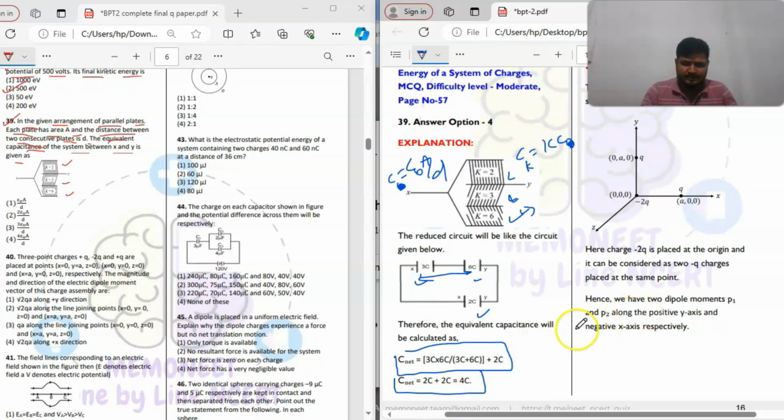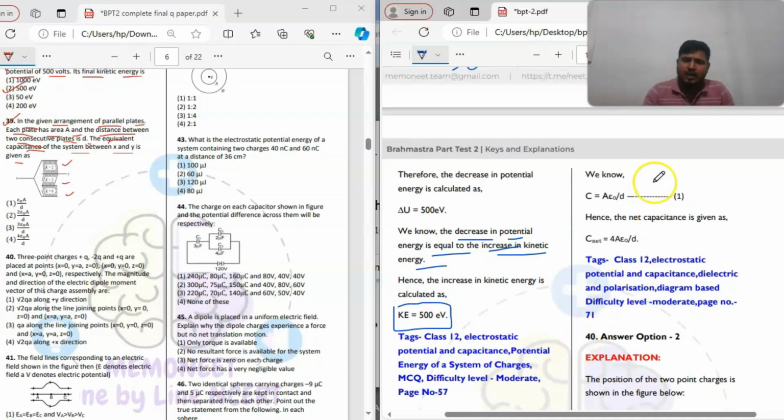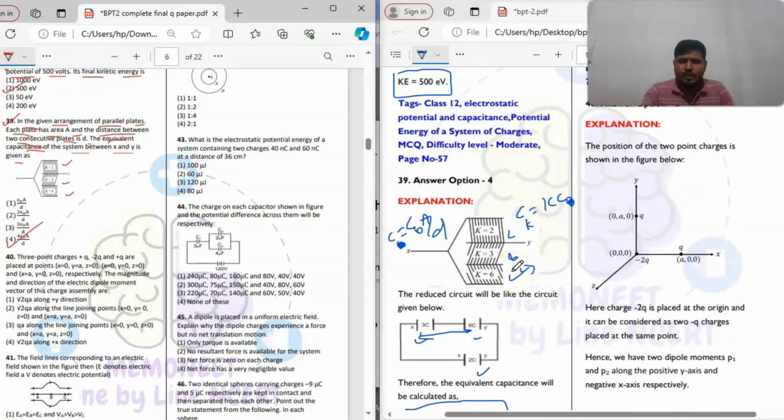4 coulomb charge. 4 coulomb, not 4 coulomb charge. This is the 4C. C is the what? Capacitance in the air, in the medium. So now put in the value of C. C is equal to what? Epsilon naught A by D. So what is the C net equal to? 4 epsilon naught A by D. So our fourth option is the correct option, right? So this is the one concept that we have to apply here.